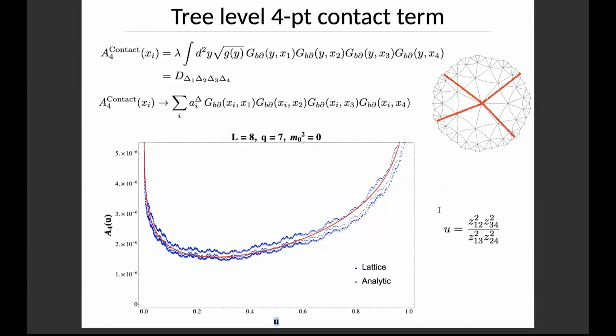So anyways, analytically it's a non-trivial object, but if you do it on the lattice, you still get a good agreement here. So this is a pretty non-trivial check, and yet the lattice still gives a good answer.